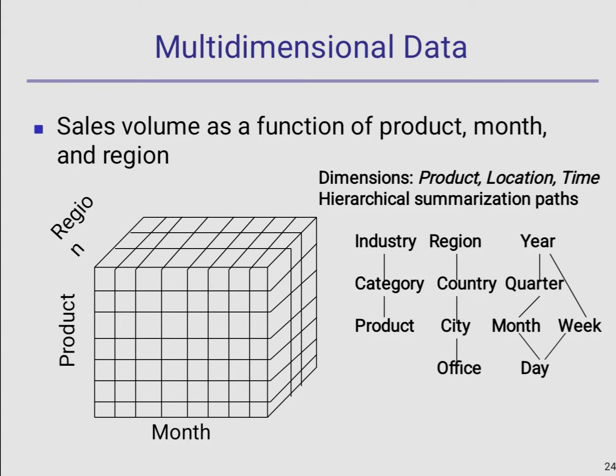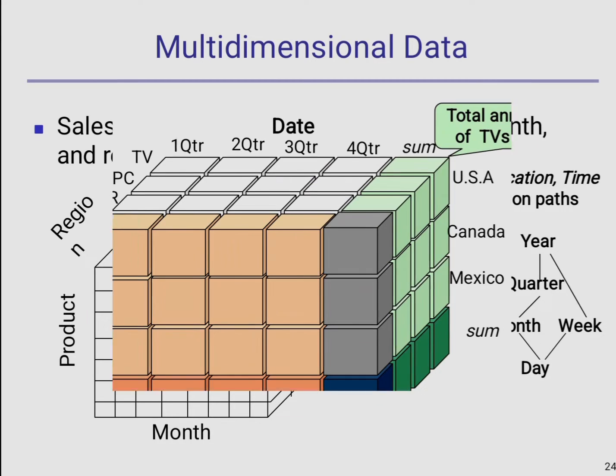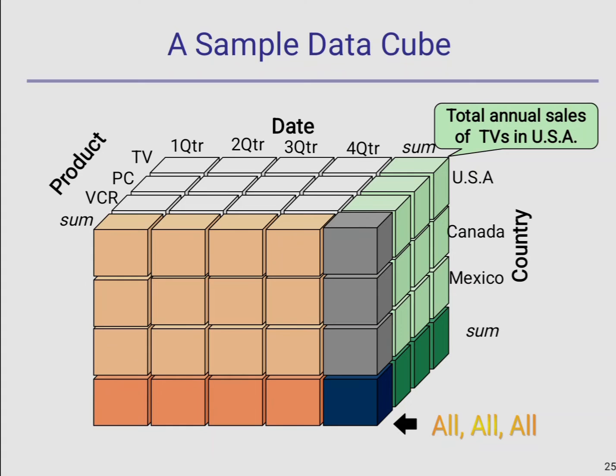Before we get into the OLAP operations, we need to understand this particular multidimensional data where we have dimensions such as product, location, time, and hierarchical summarization paths. That is, industry will have category, then product; region will have country, city, office; year will have quarter, month, week. So we have to understand these multiple dimensions to understand the OLAP operations. So there is a sample data cube where we have date, product, and country, multiple dimensions.